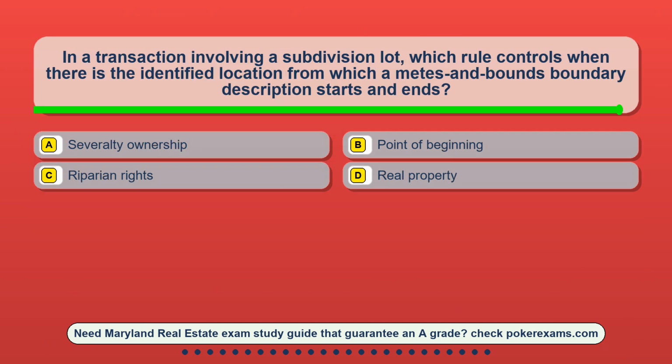Question 2. In a transaction involving a subdivision lot, which rule controls when there is the identified location from which a metes and bounds boundary description starts and ends? Option A, severalty ownership. Option B, point of beginning. Option C, riparian rights. Option D, real property.